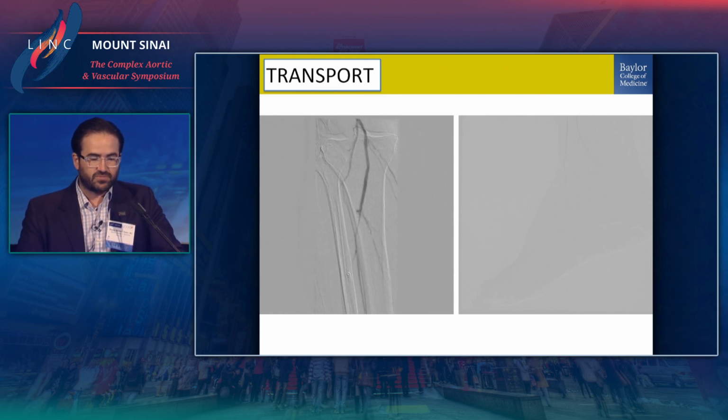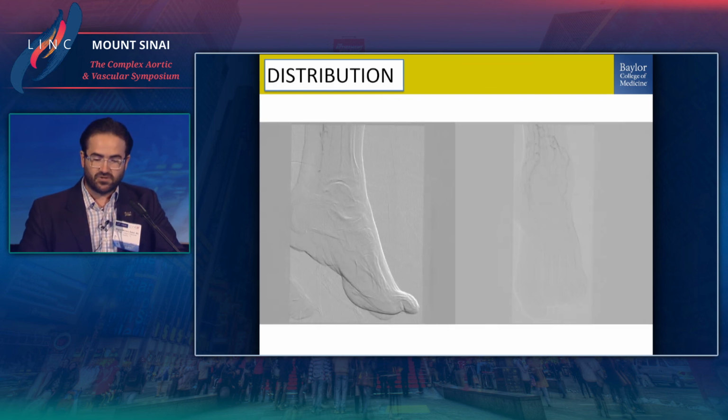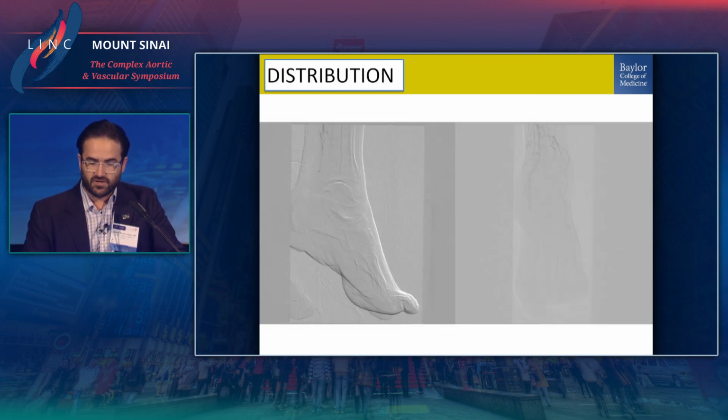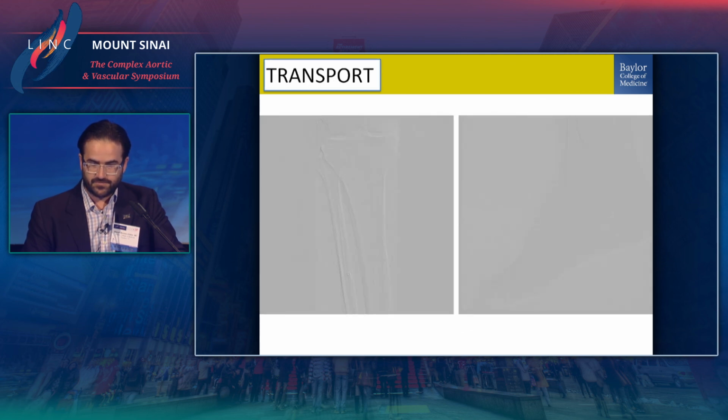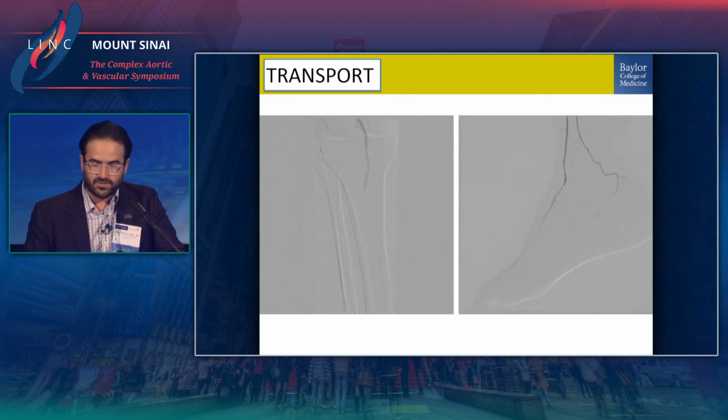So this is just an angiogram to show a problem with transportation. And this guy's got some tibial disease, but look at that. Look at the arteries at the level of the foot. I mean, these are beautiful arteries that are intact, and there's good blush all over the place.